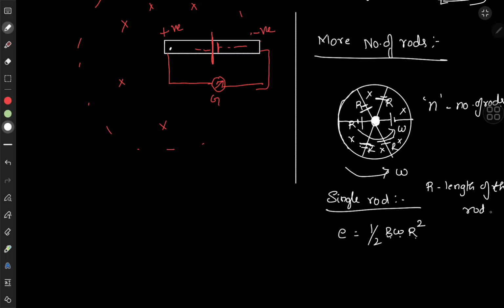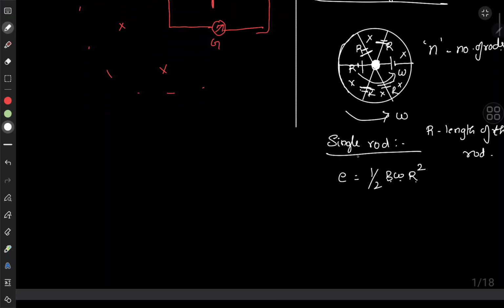Now what will we do? After understanding this, we got one single rod, whose induced EMF is half B omega R square. Now we have to find the induced EMF from all these rods. Observe that all the rods are connected to the center, and the remaining part of each rod is connected to the circumference, a circular loop. So all the connections are like this. This is one cell, this is another cell, and this is one more cell. Like that, n number of cells are connected.